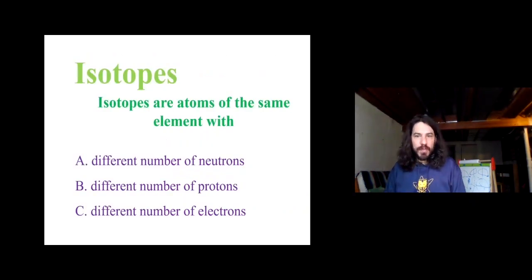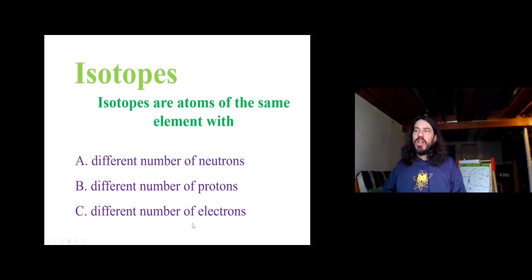What are isotopes? Well, maybe you've learned about this in the class. Does an isotope have a different number of neutrons, protons, or electrons? Why don't you think about that for just a second? Well, let's start with this one. Same element with different numbers of protons. That can't even work because the proton is what defines what element we have. So it can't be B.